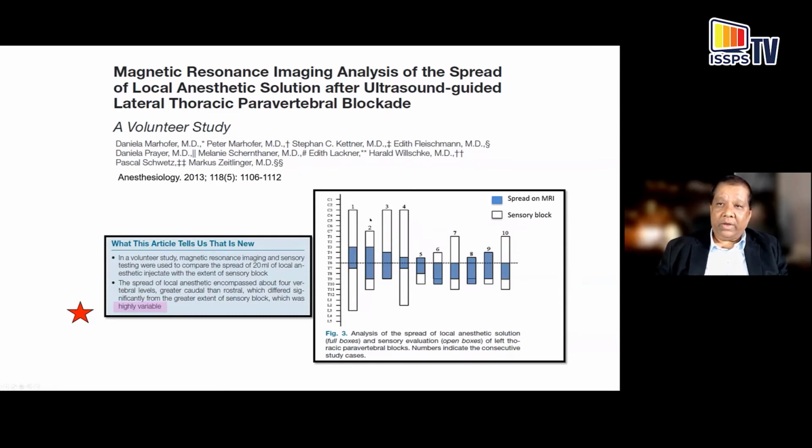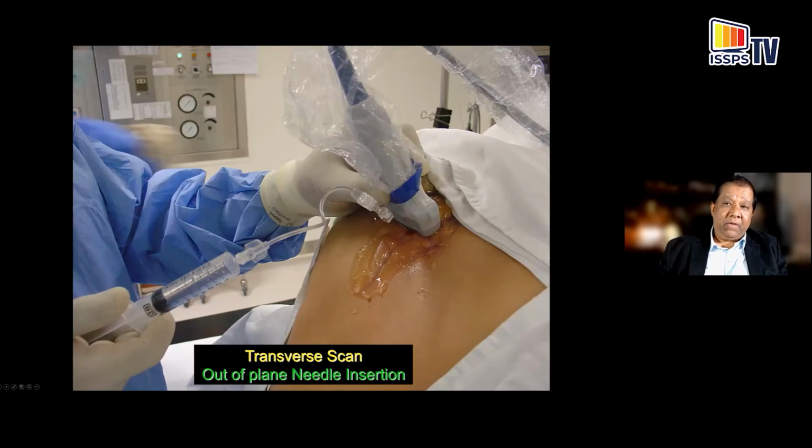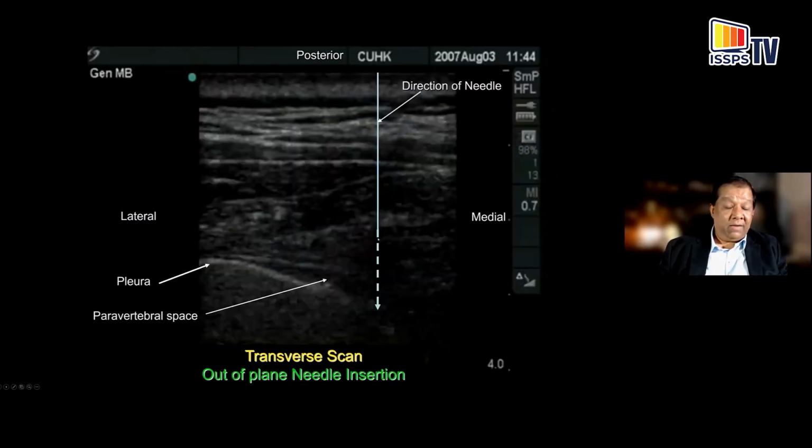As you can see, the white bars represent the sensory block, and the blue bars represent the MRI-related spread. You can see that there's a variable spread with the contrast. Even the sensory blockade is quite variable, quite consistent with the anatomical landmark data that I presented. So therefore, you can perform out-of-plane injections, but visualizing the needle is again very challenging.